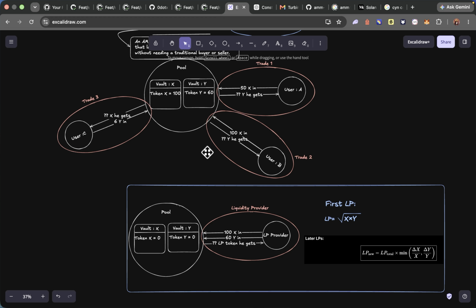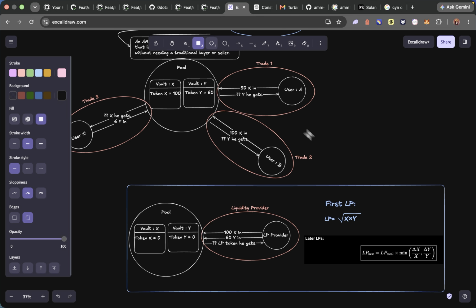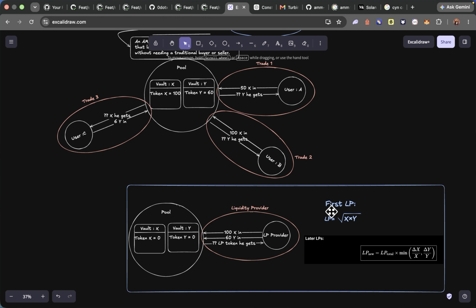The formula governs everything. So after the first LP, what exactly do we do? We calculate the ratio of how much liquidity you are providing with respect to the current liquidity in the pool, and we give back LP tokens, or we mint new LP tokens on the basis of that, so that there won't be any price changes in the pool.